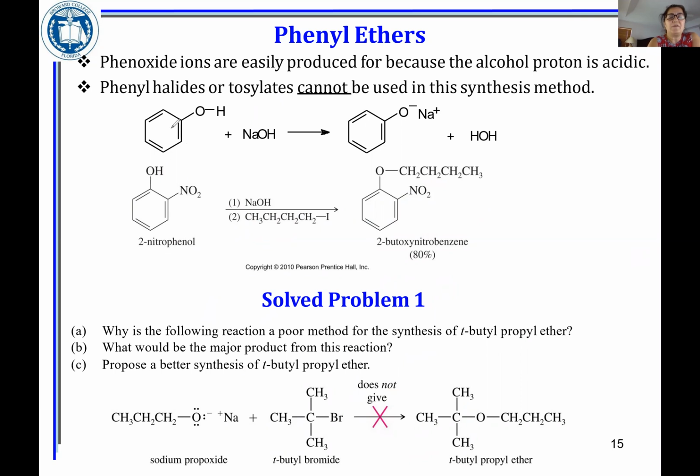When you have phenol, this is the phenol. Phenol is a stronger acid compared to alcohol. So for phenol, you don't have to use sodium or potassium or sodium hydride. You can use just a normal base, like sodium hydroxide or potassium hydroxide. So when you have phenol, you have less problem.